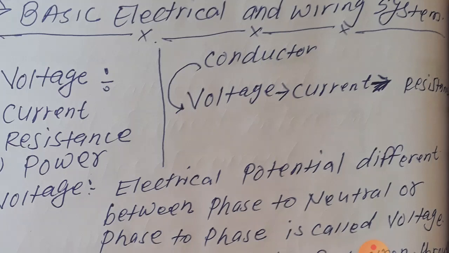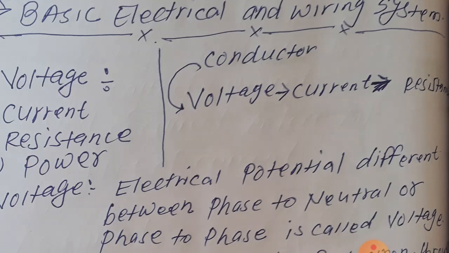What is electricity? Electricity is one kind of energy which cannot be seen by our eyes, but we can realize it when we are testing and operating some equipment.